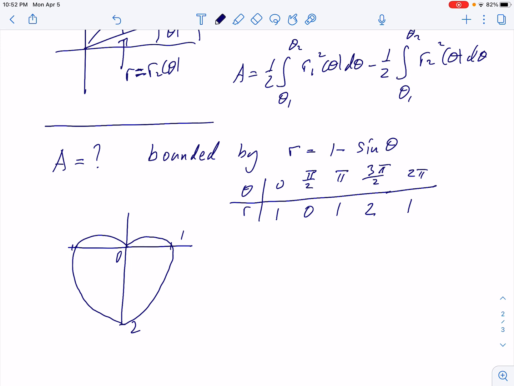cardioid. Is the same symmetrical towards the vertical axis. Such a cardioid which you have seen before. When angle is moving between 0 and 2 pi, it's traced once in counterclockwise direction. So we are writing the area.